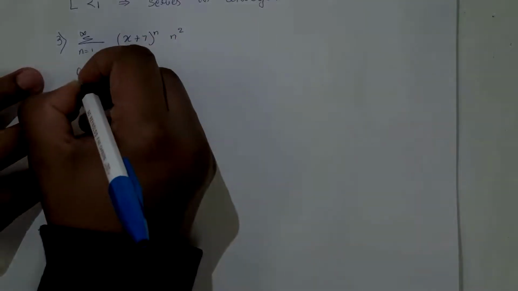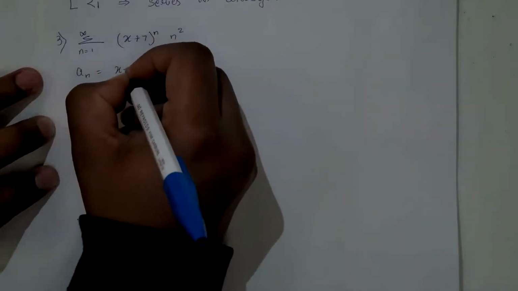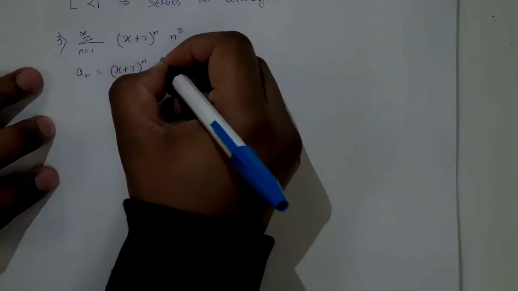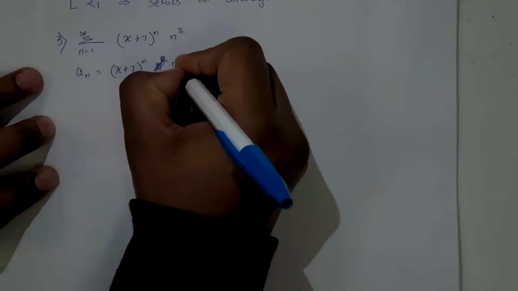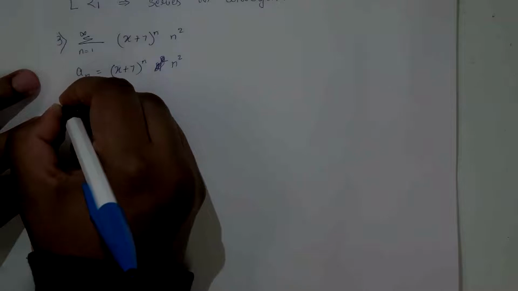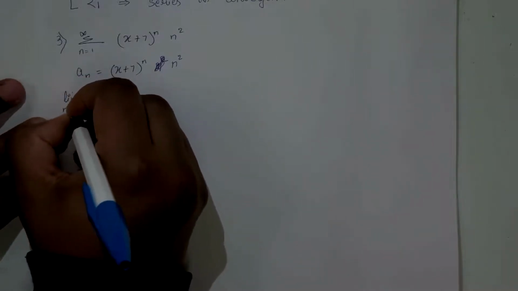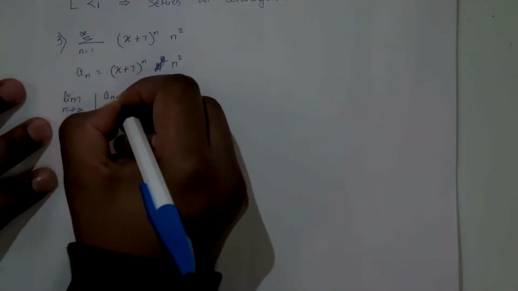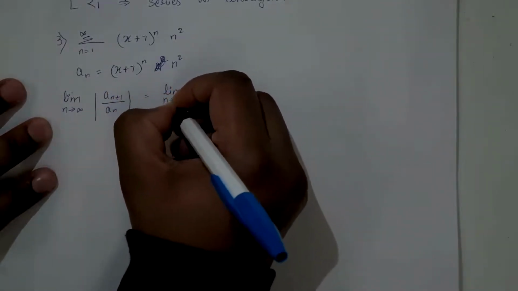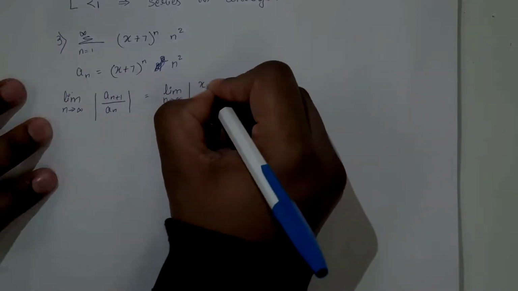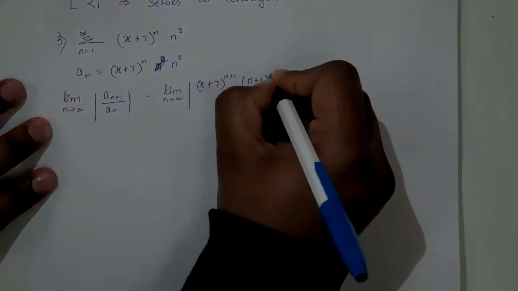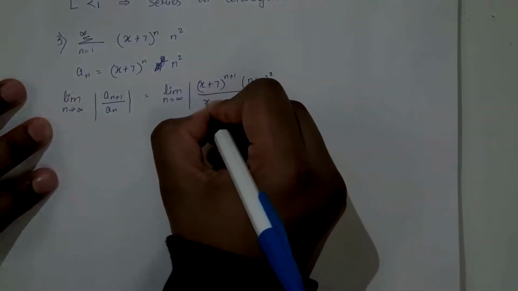square. Okay, so clearly our a_n is the given series. I don't know why I say sequence all the time. So this is n square. Now let us apply the ratio test. Limit n tending to infinity a_(n+1) divided by a_n equals limit n tending to infinity (x+7) to the power of n+1 into (n+1) the whole square divided by the given sequence.